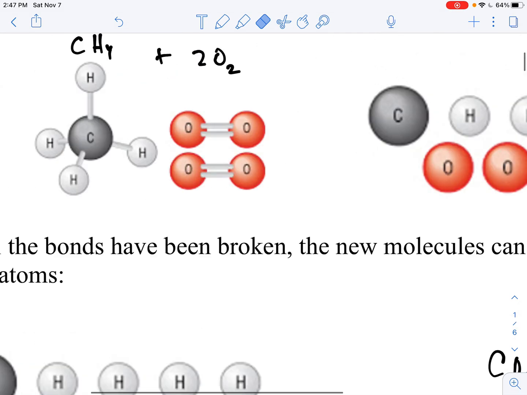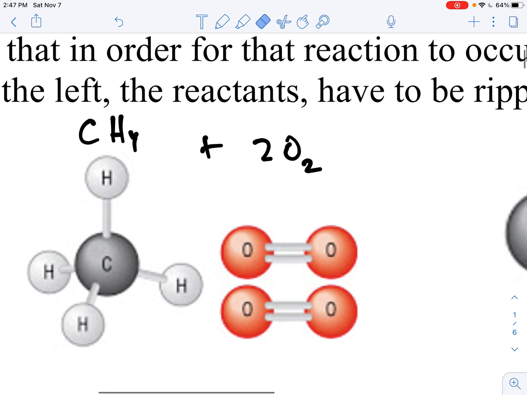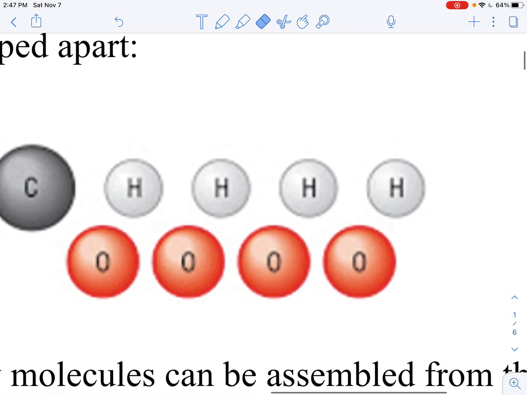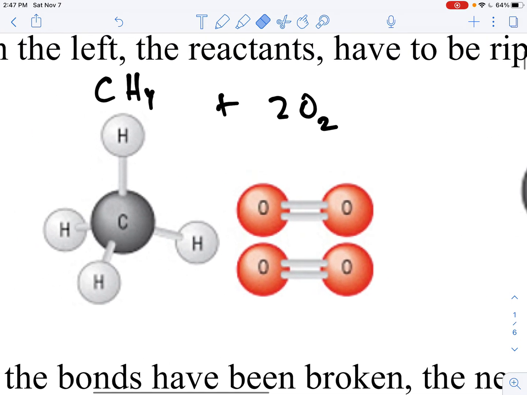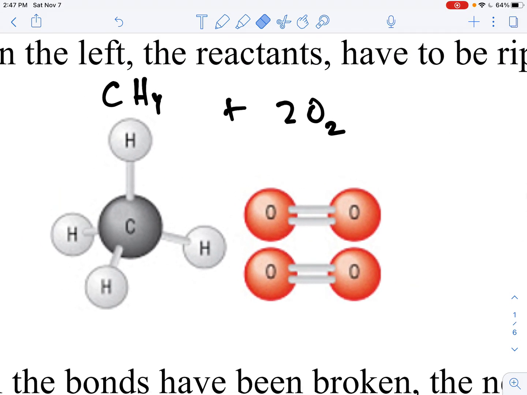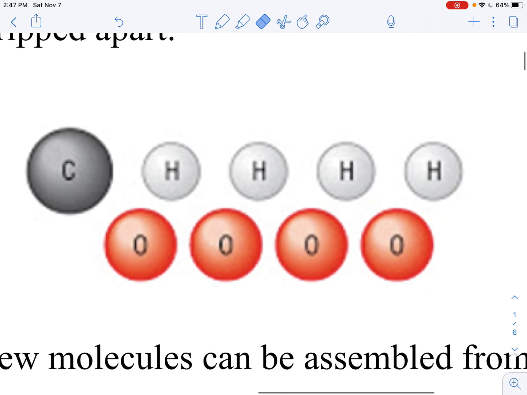Well, how do we get from this guy over here to here? Well, the first thing that has to happen is that all of these bonds essentially have to break. We have to rip all of these molecules apart. So we have to go here and we have to rip it into an individual carbon, 4 individual hydrogens and 4 individual oxygens. We have to rip this whole thing apart. We have to tear it apart.